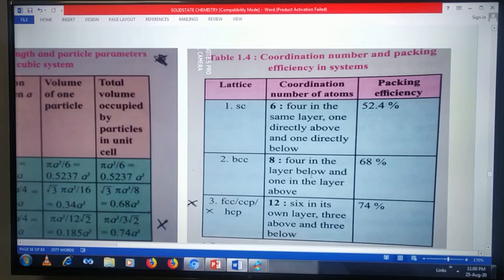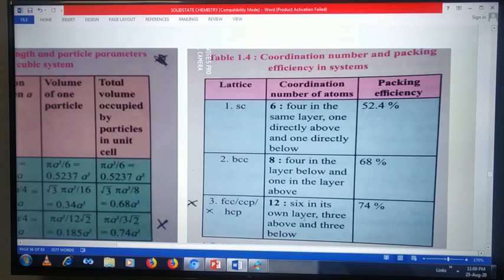In BCC type, again we know that in the BCC type of crystal lattice, there are 4 in the layer below and 1 in the layer above. That means 4 in the same layer and below, and 1 in the layer above. So total there are 8 spheres touching each other. So here we can say the coordination number for BCC is 8 and the packing efficiency is 68%.